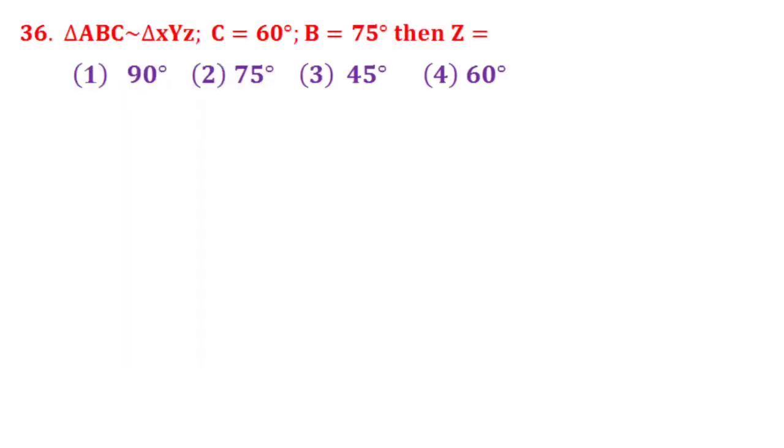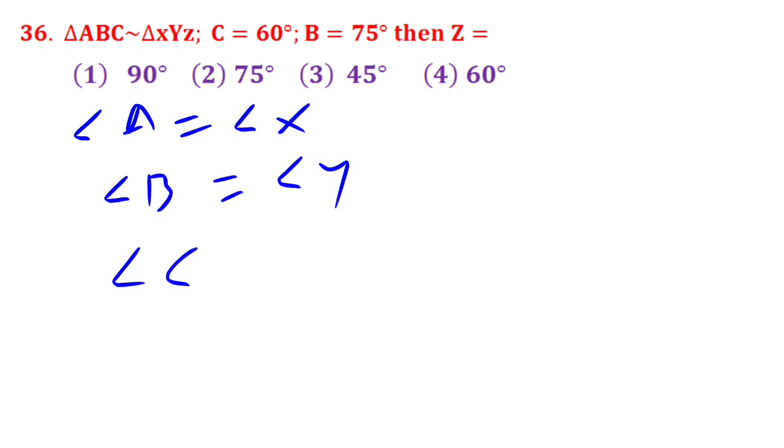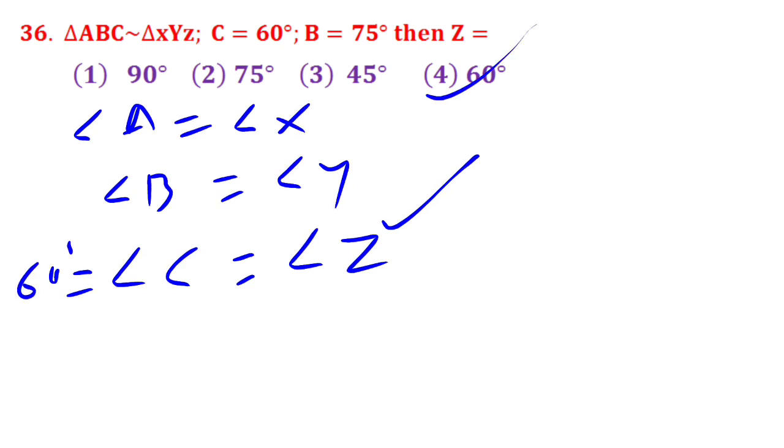36th question: triangle ABC is similar to triangle XYZ, angle C is 60, angle B is 75, then angle Z equals how much? If the two triangles are similar, then their corresponding angles are equal. So angle A equals angle X, angle B equals angle Y, angle C equals angle Z. He is asking angle Z, which equals angle C, and angle C value is already given in the question, 60 degrees. So the fourth option is correct.